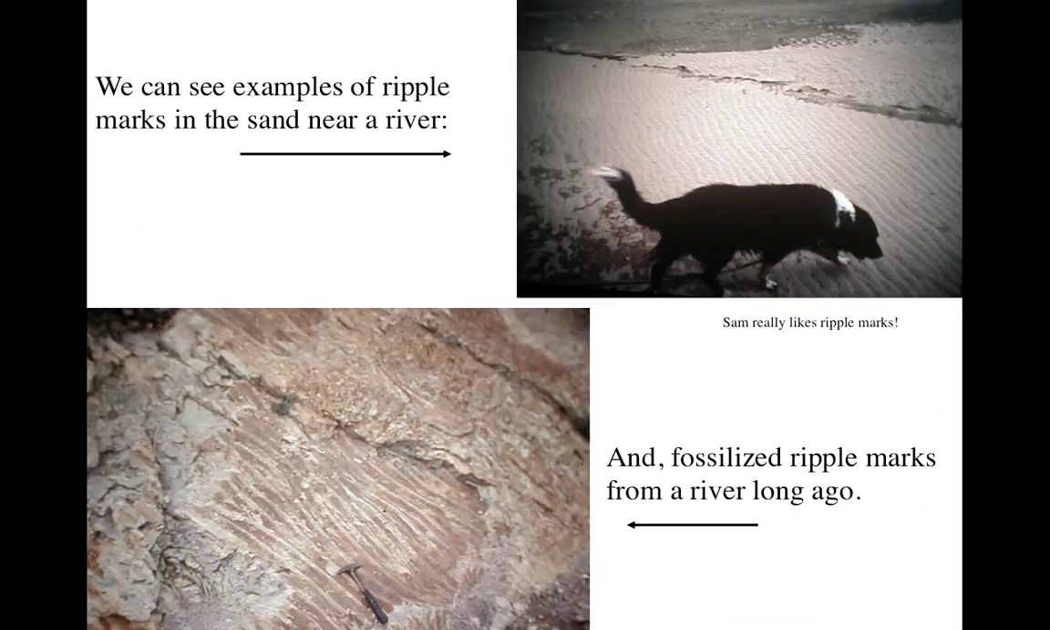Now, if I found ripple marks just north of the town of Emery, which is where I found them, wouldn't you say that the town of Emery at one point had a river, or maybe even a beach? Maybe even a big river? I don't know, but I find lots of ripple marks around the town of Emery.